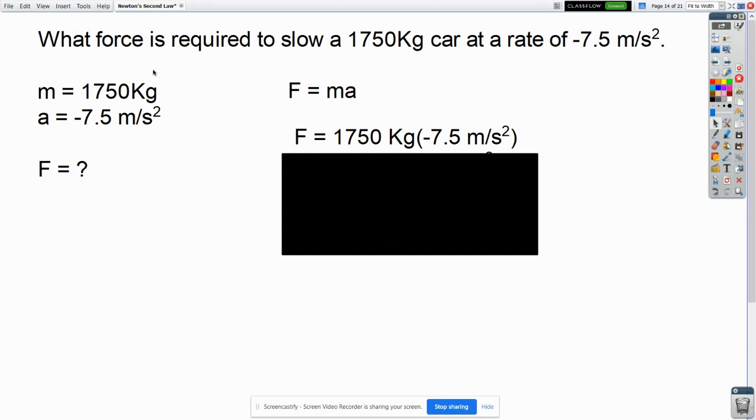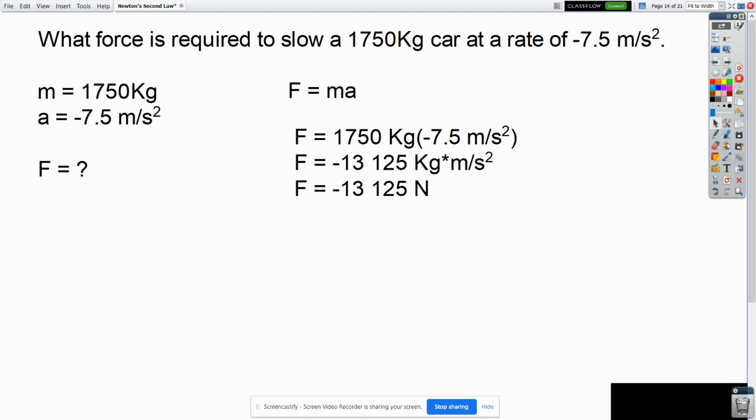1,750 kilograms, that's the mass. Negative 7.5 meters per second squared, that's the acceleration. We multiply those two together. You get negative 13,125 kilograms meters per second squared. Kilograms times meters per second squared, that is a Newton.